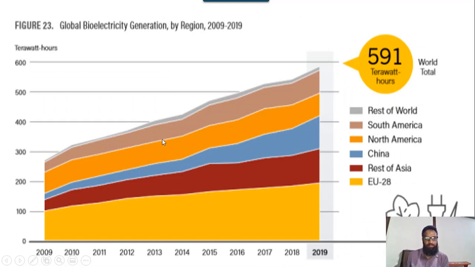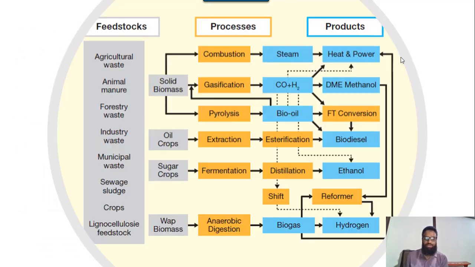And if we compare the overall growth of biomass, it produced almost 591 terawatt hours of electricity from biomass. The common usage of biomass is basically in South America and North America. After that, China used biomass to produce electricity, then Europe, and then the rest of Asia.